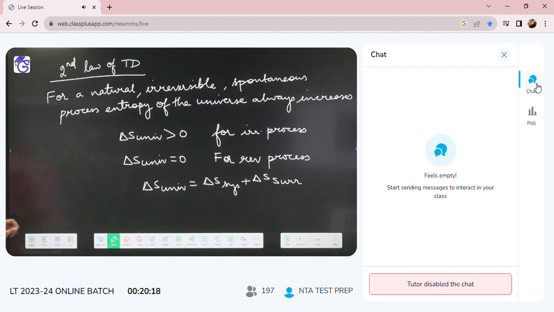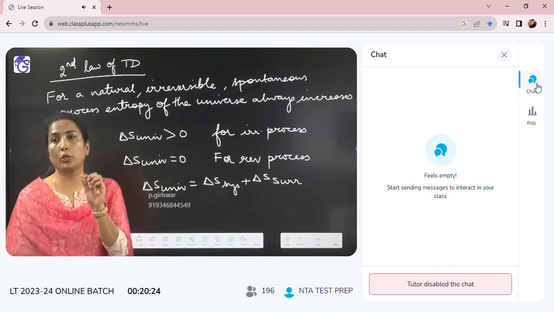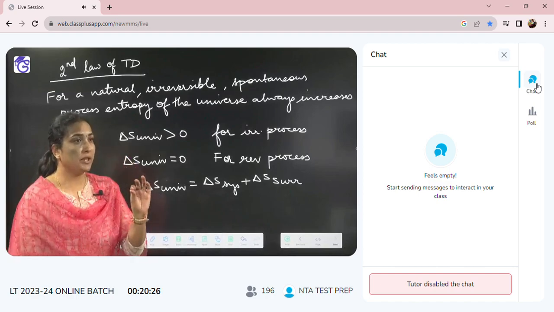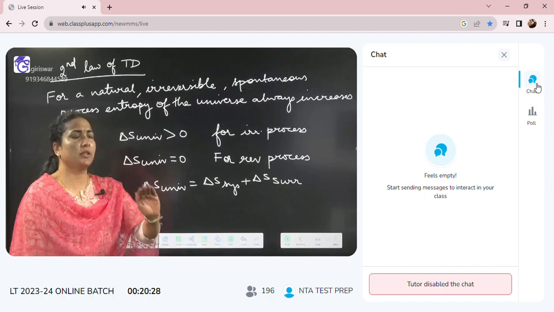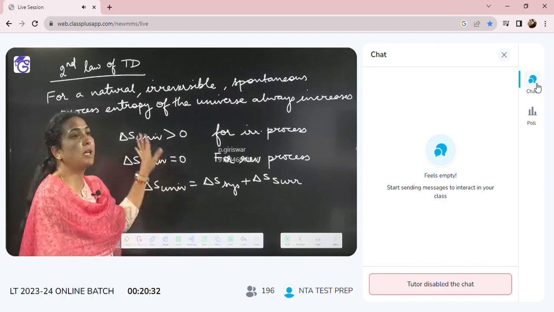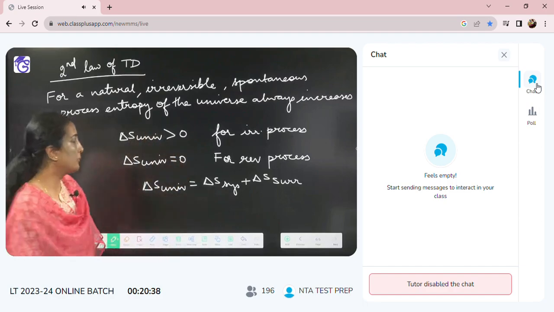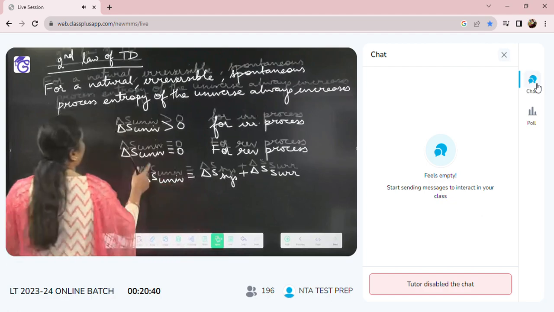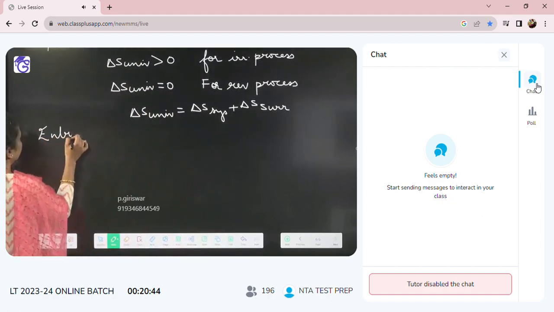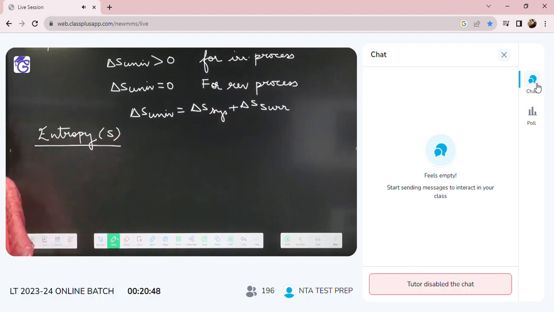Hopefully written now. For a reversible process, system and surrounding are always in equilibrium. So whatever the entropy change in the system, exactly the opposite entropy change happens in the surrounding. That's why delta S system plus delta S surrounding is equal to 0. Got it, everyone? Now I'm writing here entropy, symbol S.